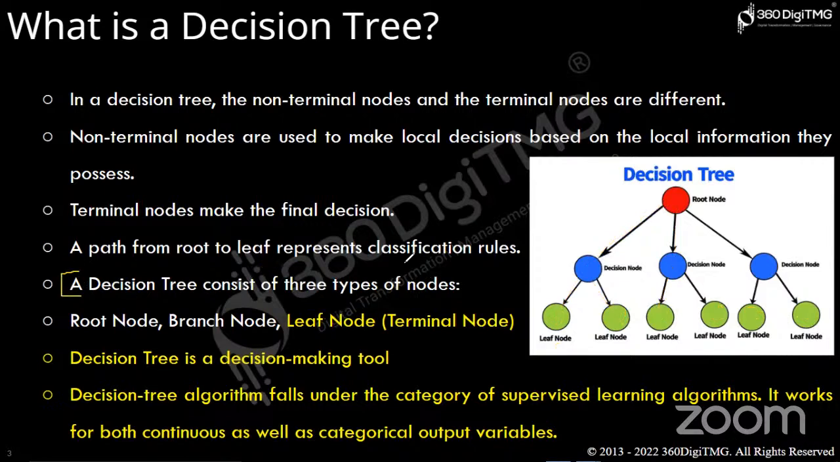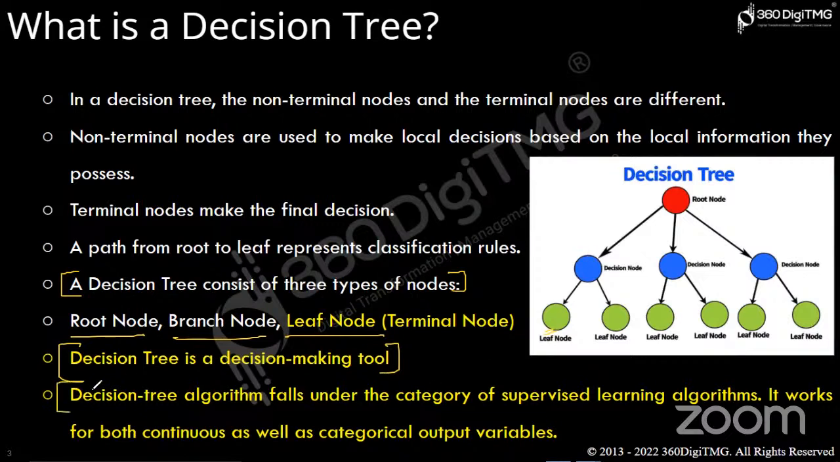A decision tree consists of three types of nodes that we have already seen: the root node, the branch node, and the leaf node. The leaf node is nothing but the terminal node. And what about the decision-making node? Among all these different nodes, the decision-making node we can see here is the leaf node. There we can see the decision. In one way we can say that a decision tree is a decision-making tool. What is the final decision that we are going to find?